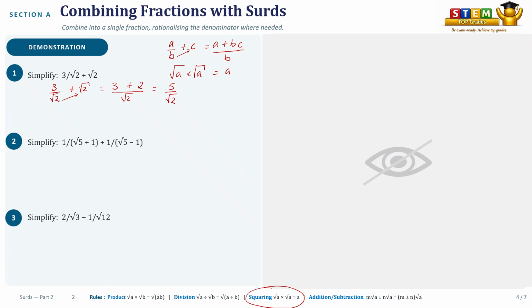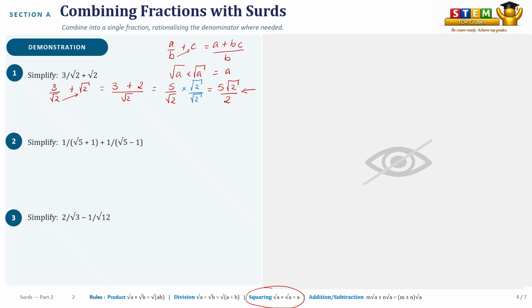Now, normally, we don't want the surd to be in the denominator. We want it to be in the numerator. So how are we going to do this? We are going to multiply this with root 2 over root 2, which is in fact 1. It doesn't change the value, it only changes the form. We call that rationalization, and we end up with 5 root 2 over 2, and that's the answer.